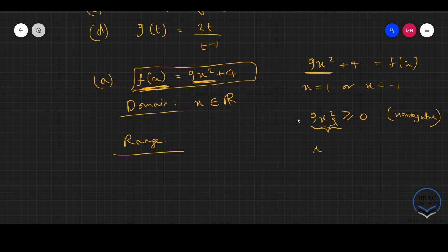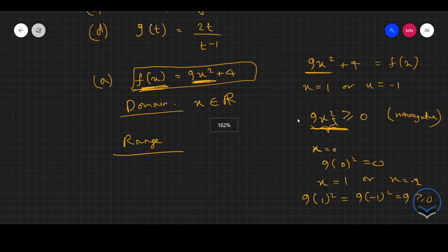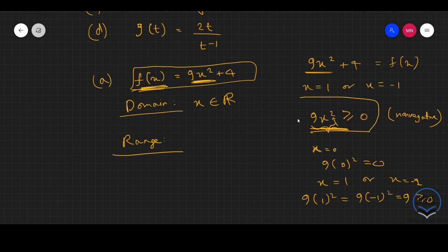So if we take x to be equal to 0, we see that this is 0. If we take x to be equal to 1 or -1, we still see that 9 times 1 squared is equal to 9 times -1 squared, which is still 9. And that is also greater than or equal to 0. Similarly, if we take any other value of x, 9x squared will still be non-negative, right? This will always be non-negative.